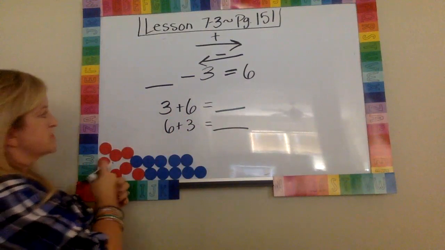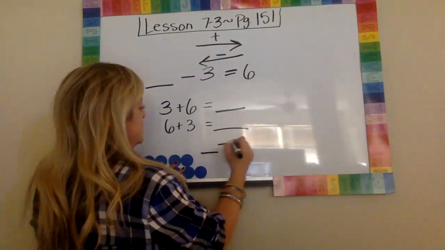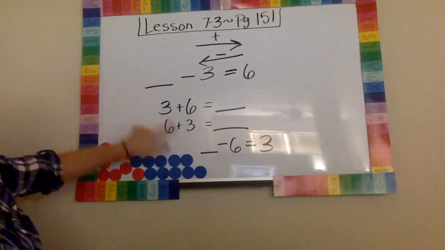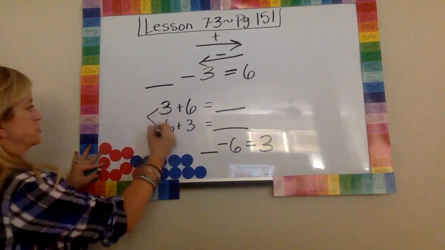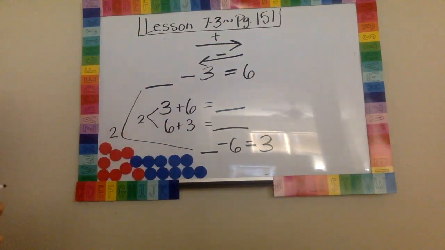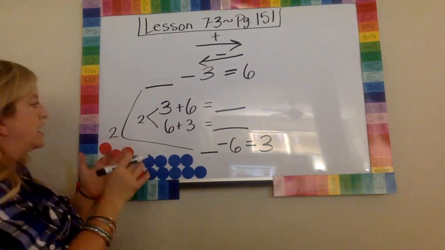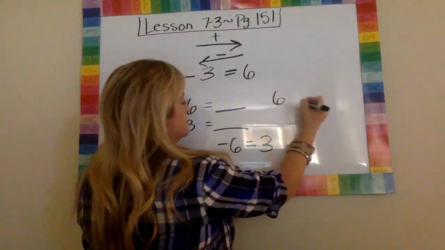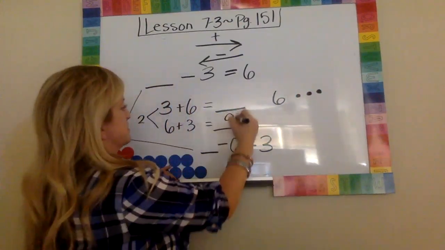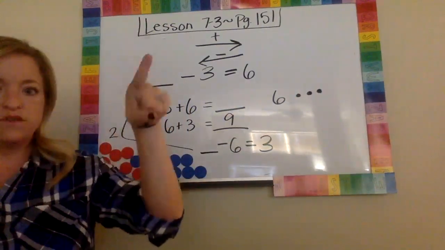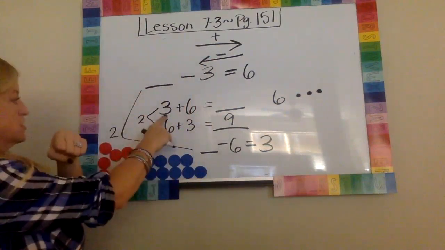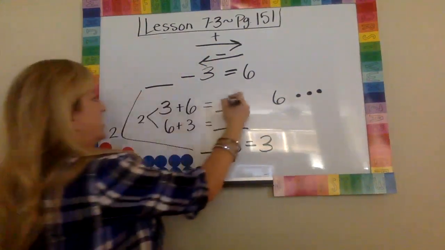Okay. I could also say blank minus 6 equals 3 because that's the opposite of that one. So here's your 2 addition and your 2 subtraction. We're just playing with these numbers. So now I can count on, I can say 6, 7, 8, 9. 6 plus 3 is 9. 3, 4, 5, 6, 7, 8, 9. Here I took 3. I started with 3 and I added 6 fingers and I got 9.